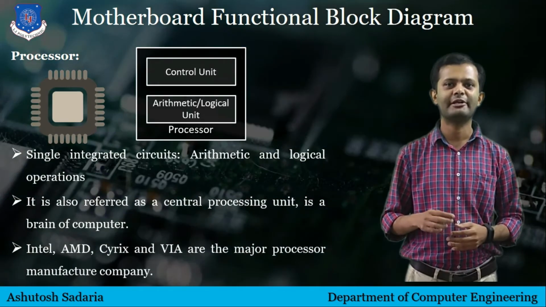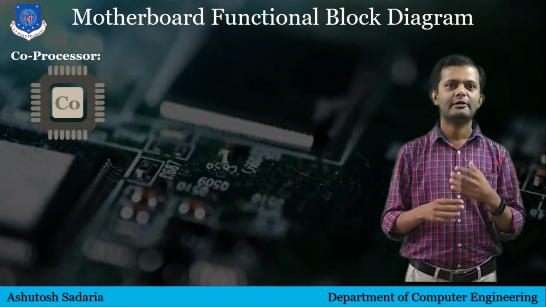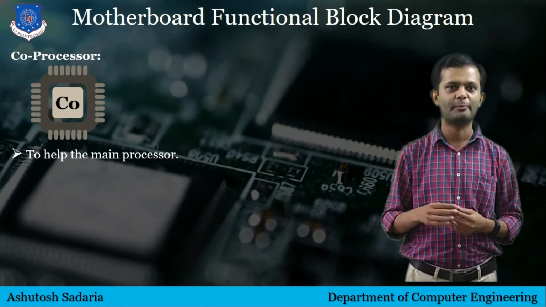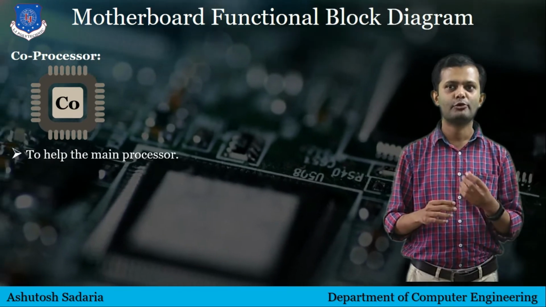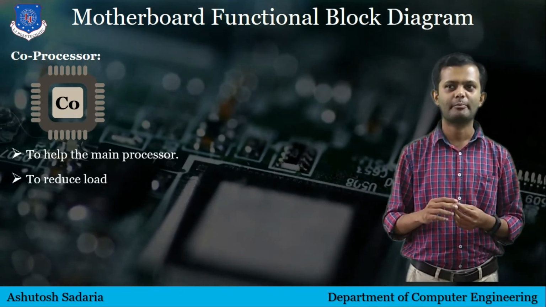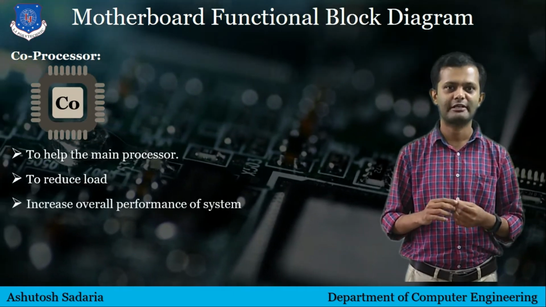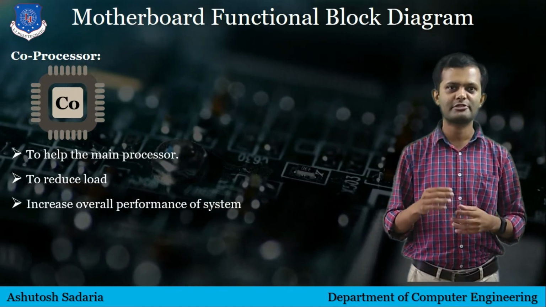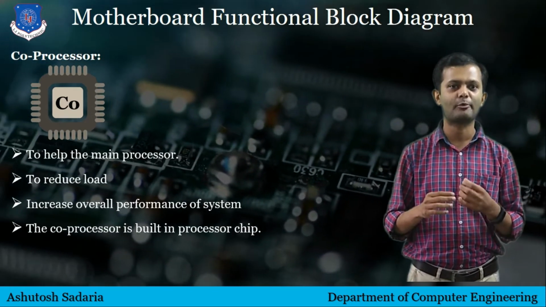The second main component is the coprocessor. A coprocessor is used to help the processor perform specific operations of your computer. The primary advantage of a coprocessor is to reduce the load on your microprocessor and speed up the execution of your day-to-day tasks. In the newer processors, the coprocessor is built into the chip of the main microprocessor.